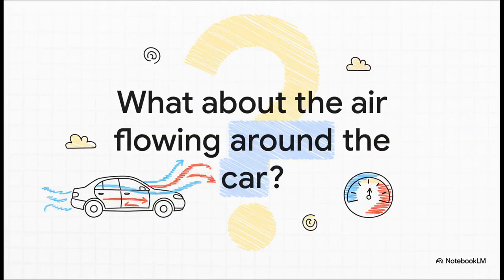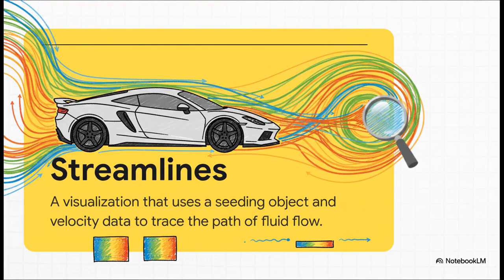Okay, so seeing the surface is great, but that's really only half the story, isn't it? The real action is happening in the air surrounding the vehicle. So how do you see that? The answer is streamlines, and this is probably one of the most powerful tools in an aerodynamicist's toolbox. The best way to think about it is like releasing thousands of tiny digital smoke trails all at once, where each one traces the perfect path an air particle would take as it flows past the car.